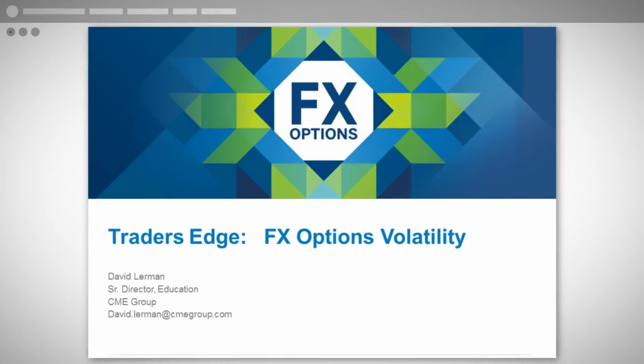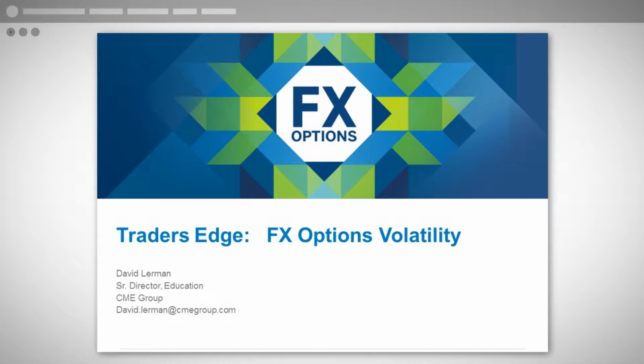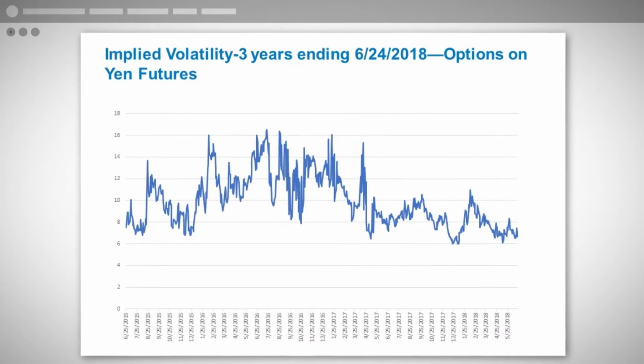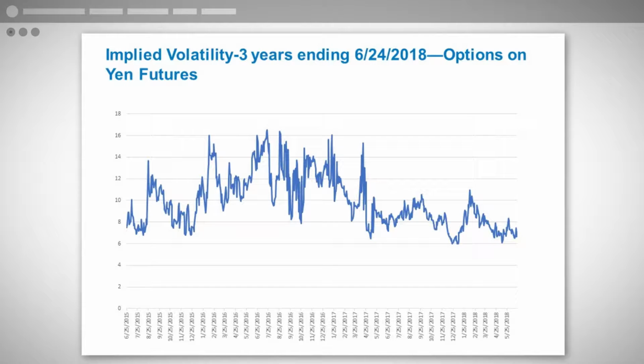Today we're going to talk about currency option volatility. The traditional way of looking at volatility is most people look at a chart. They look at a 3-year, 2-year, 1-year, 10-year chart that shows implied volatility over time. And you can see from this one, this is options on Japanese yen. This is the volatility, the at-the-money implied.